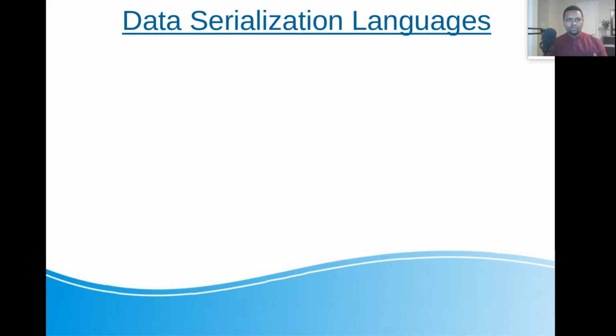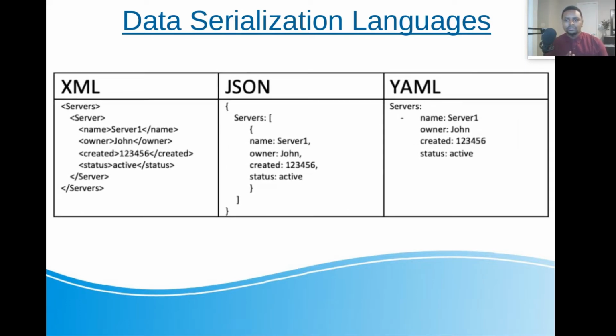Now, how do you do that? So there is this language, the syntax in which you write your playbooks. These are the three common data serialization languages that are out there. You have XML on the far left. In the middle, you have JavaScript Object Notation, JSON, and then on the far right, you have YAML, which stands for YAML Ain't Markup Language.